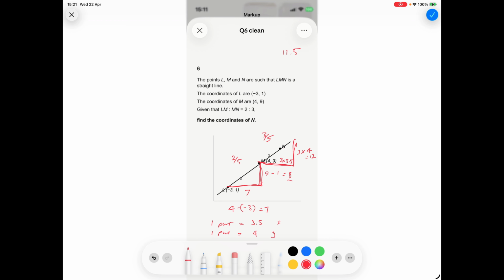So we've got to add those on to M. So 4 plus 11.5 equals 15.5. So that's the first coordinate. And then the second one is 9 plus 12, which is 21. And that's how you do that one.